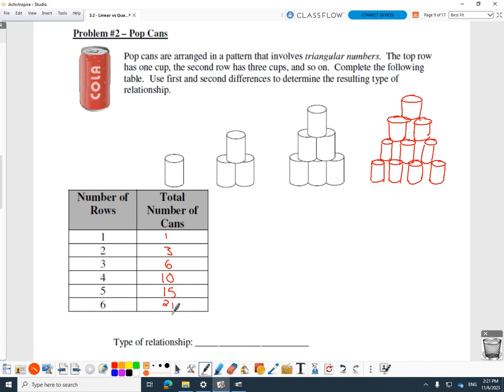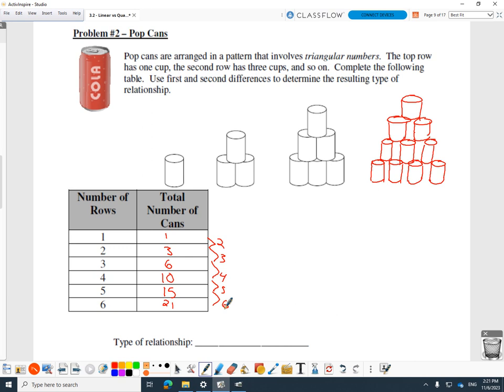Also explaining the first differences. First differences are I'm going to need 2 more cans here, then 3 more cans, then 4 more cans, then 5, then 6. And the question is, is it linear? Did those go up by the same amount every time? No. So it's not linear.